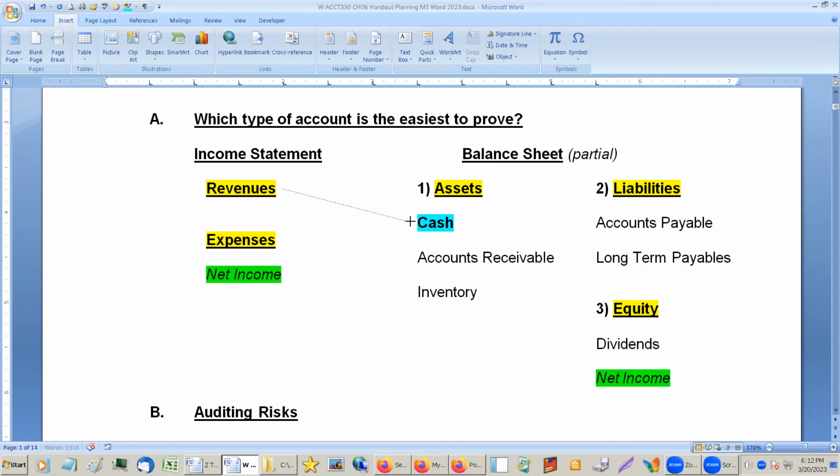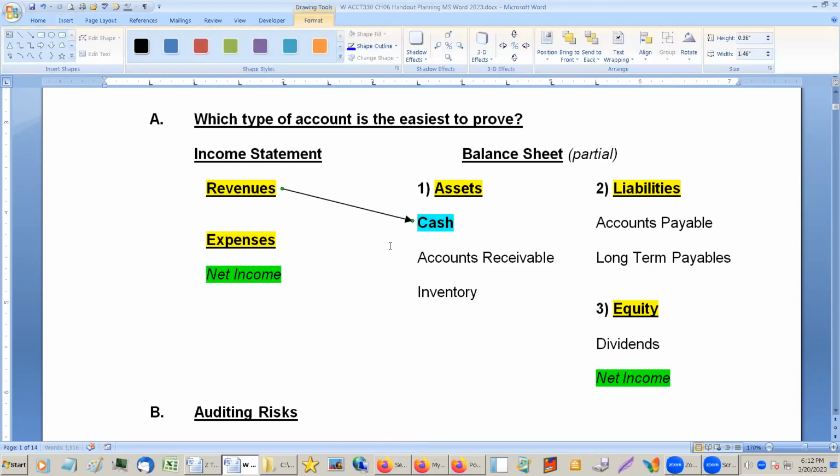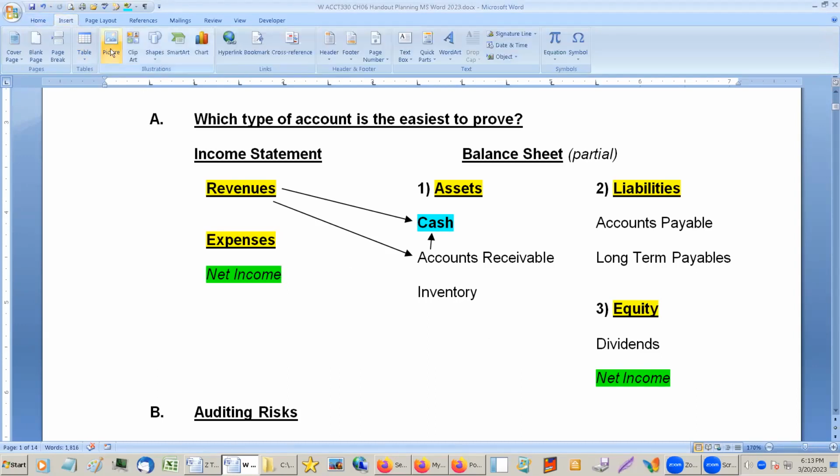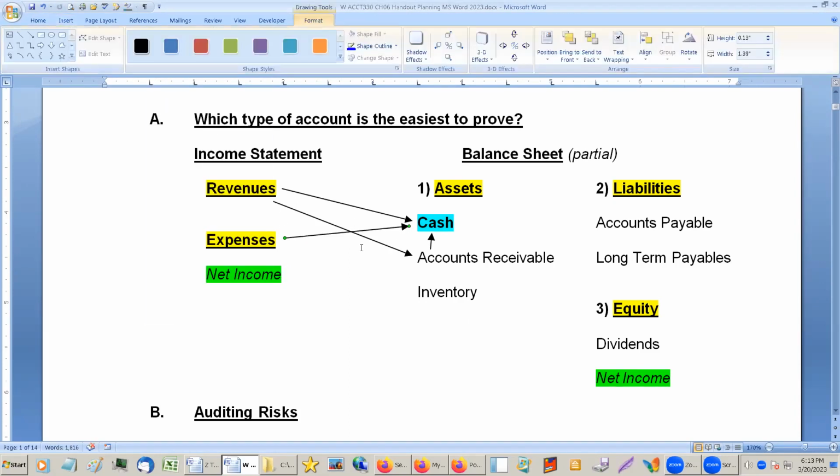sales go through cash. Even the sales that go through accounts receivable end up going through cash. If you pay expenses, they're going to go through cash. You say, well, what if we don't pay the expenses right away? Okay, they go through liabilities.